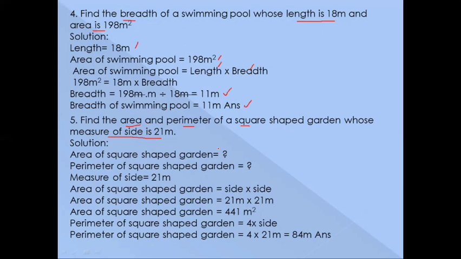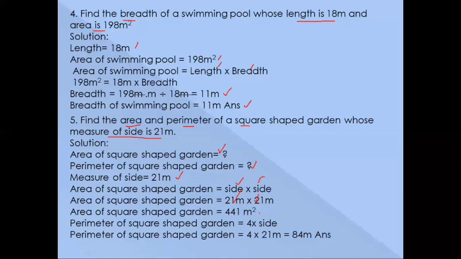Now I hope you are very familiar with the area and perimeter of the square shaped garden, and the side of the garden is given. Now dear student, here the area of the square shaped garden is equal to side multiplied by side. We place the value of the side, 21 again 21. 21 multiplied by 21 will be equal to 441.